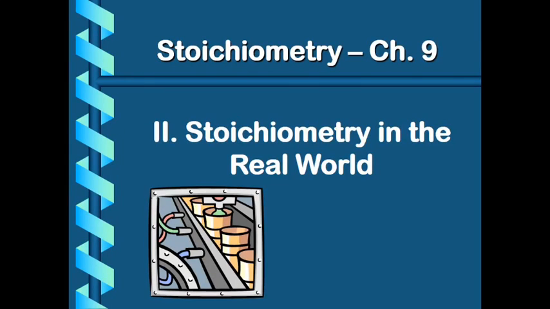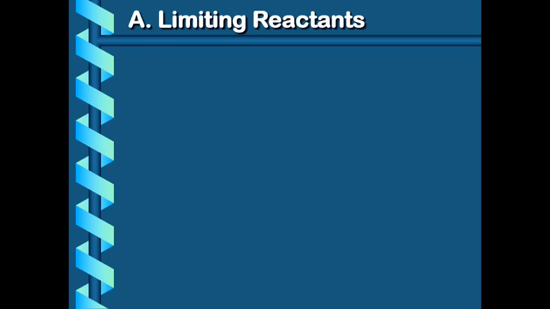We're moving on to section 3 of chapter 9, and we're going to be dealing with limiting reactants and percent yield within this section. It's going to piggyback off of the stoichiometry. You're going to need that too, so have a periodic table and a calculator handy.